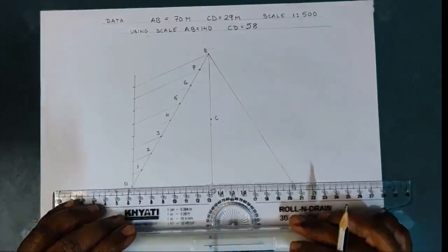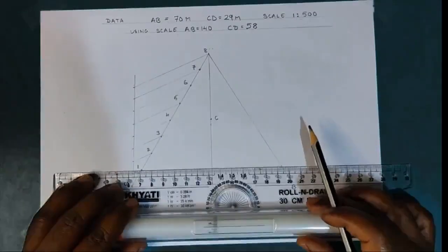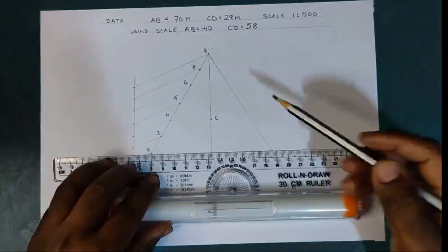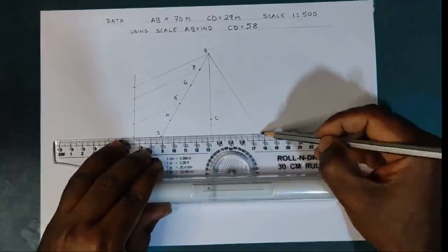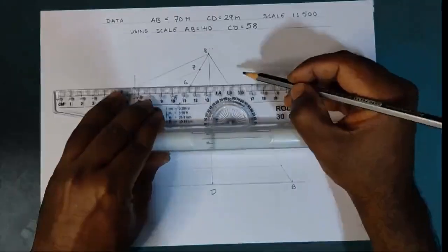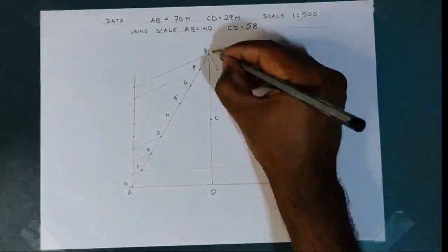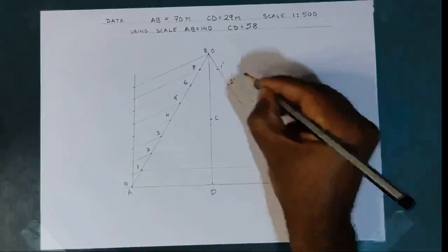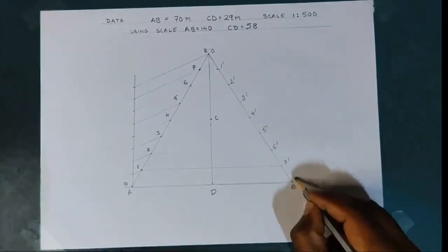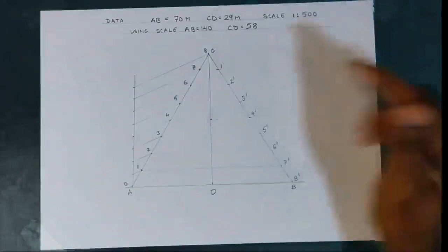Now I transfer these divisions on the other side. Okay, so I mark the distances directly horizontally onto the other side, and I provide the names in opposite directions. I start with 0 on top, 1 dash, 2 dash, 3 dash, 4 dash, 5 dash, so on up to 8 dash.